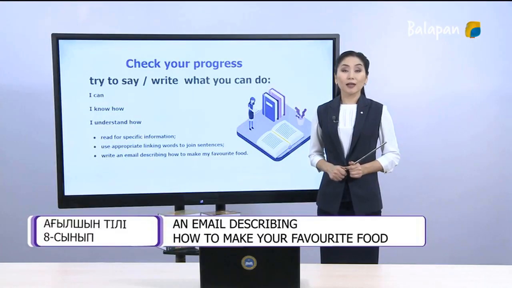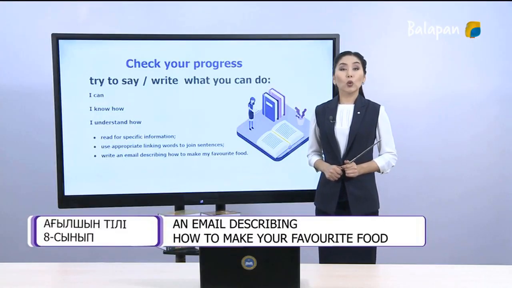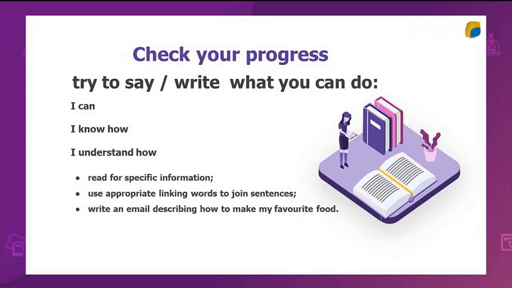Check your progress. Try to say or write what you can do. For example, I can read for specific information. I know how to use appropriate linking words to join sentences. Or, I understand how to write an email describing how to make my favorite food.